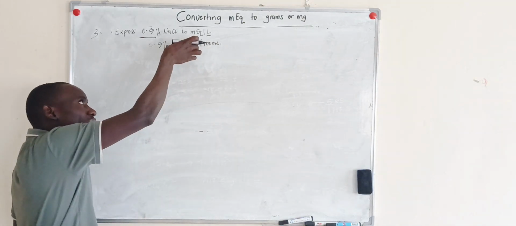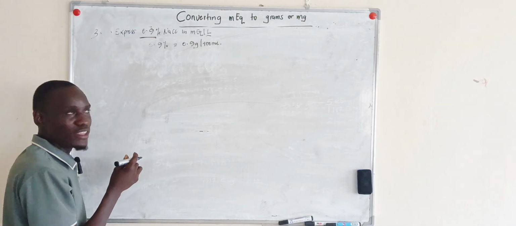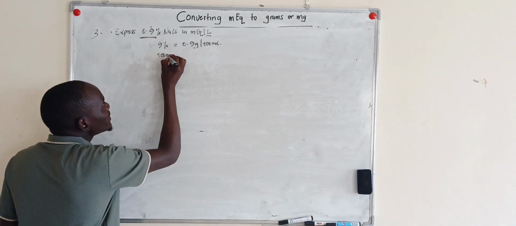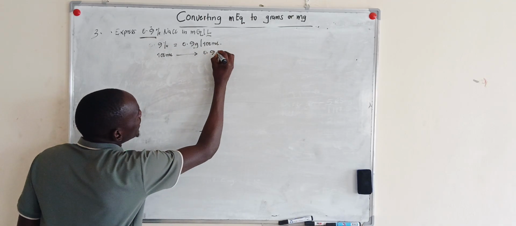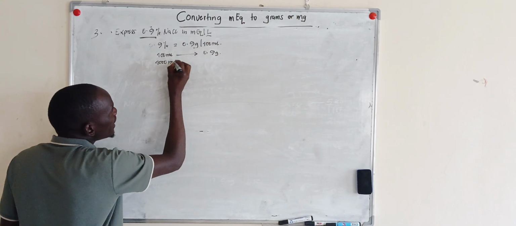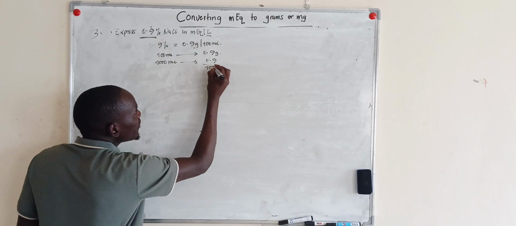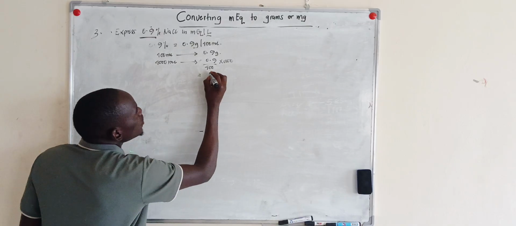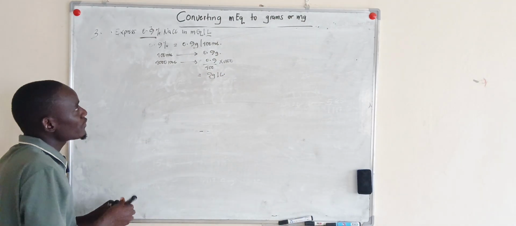So we need to ascertain the mass in one liter. This will be 100 mL of the solution containing 0.9 grams of sodium chloride. How about the 1000 mL? It will contain 0.9 divided by 100 times 1000. And when you compute this, we shall get 9 grams per liter of sodium chloride.